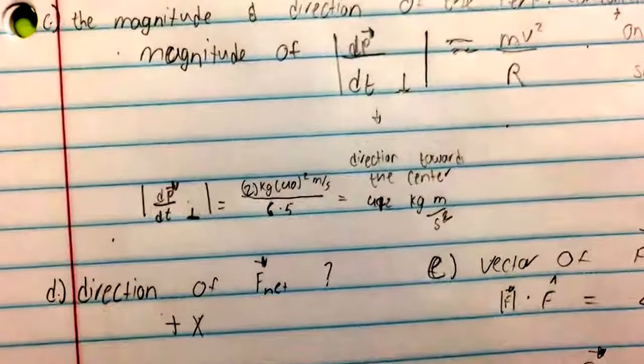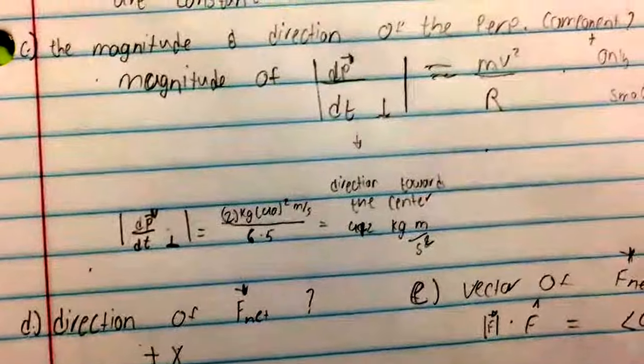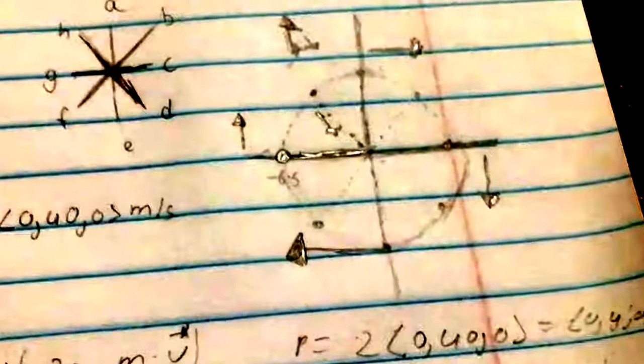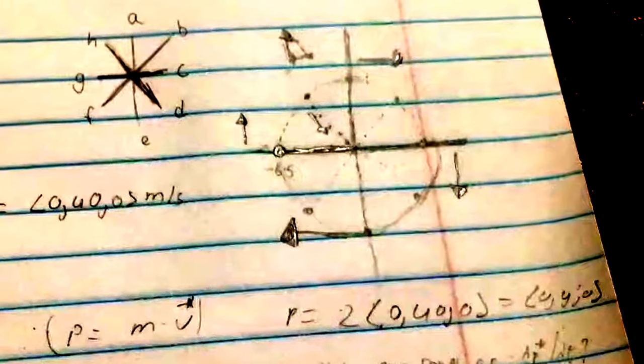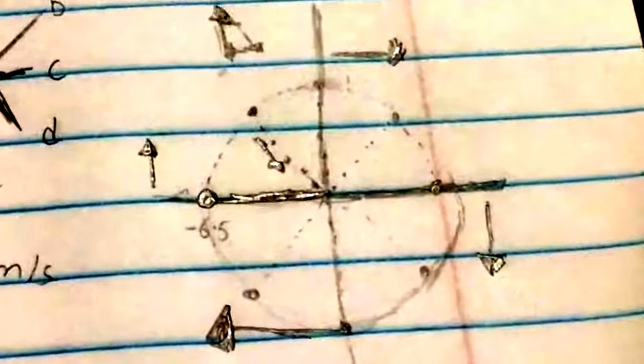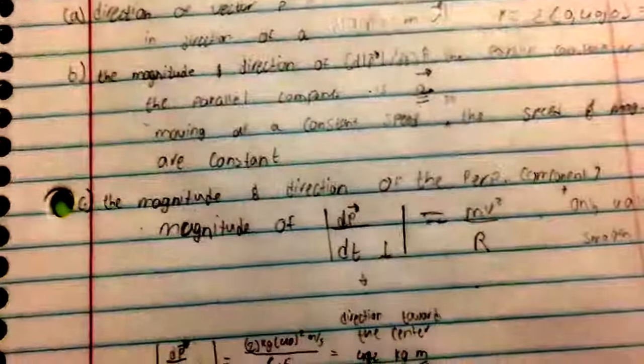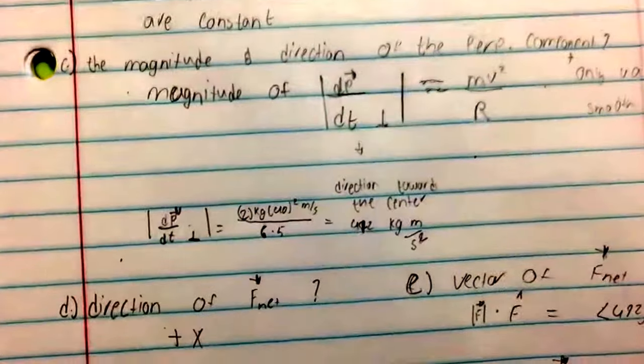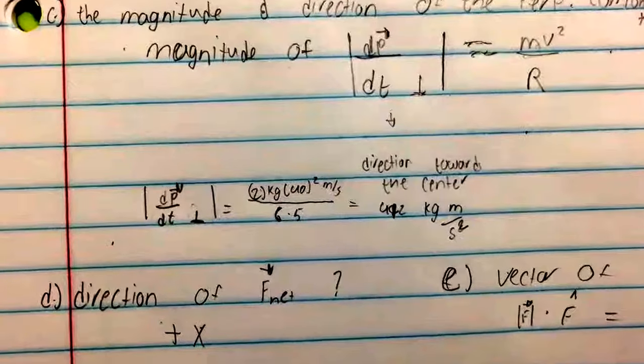For D, it was asking the direction of the net force. The way I interpreted this was, since momentum is only increasing in the positive direction, it's going to go from quadrant 2 to quadrant 1 to quadrant 4 to quadrant 3. So I assumed that the direction of the net force would be in the positive x direction.